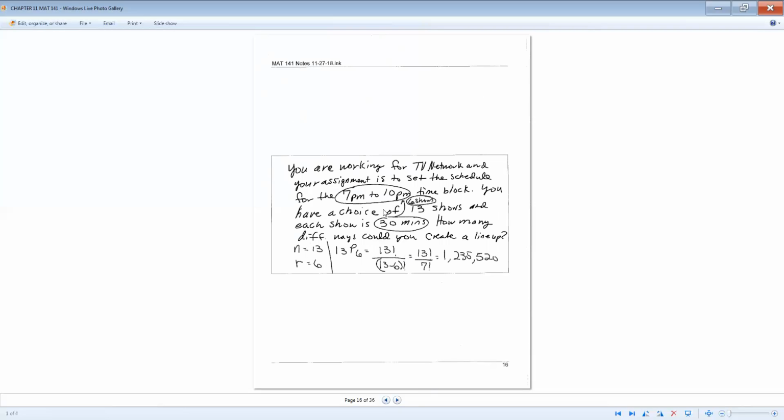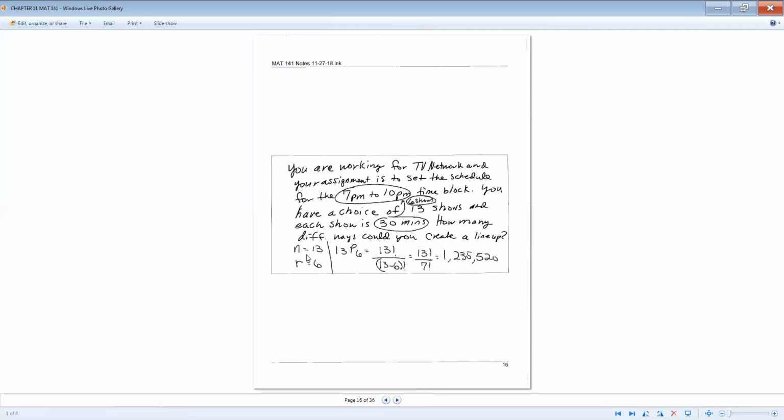All right, so you are working for a television network, and your assignment is to set the schedule for the 7 p.m. to 10 p.m. time block. You have a choice of 13 shows, and each show is 30 minutes. How many different ways could you create a lineup?